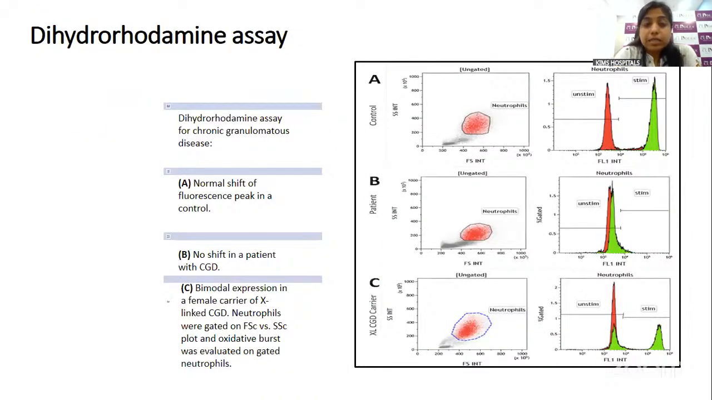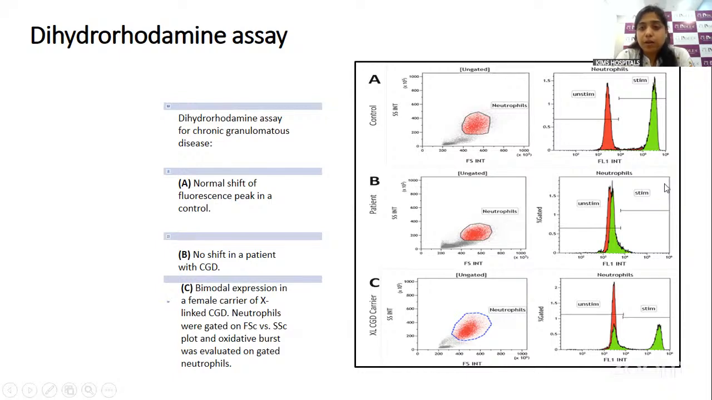Coming to the next thing, the dihydrorhodamine assay. This is a flow cytometer-based assay, where we look for a shift in the fluorescence after reduction. In a CGD patient, there won't be any shift. I put this flow cytometry because in X-linked carriers, that is mothers and sisters, they will have a double peak, because half of the neutrophils will have a reduction and half of them won't. So in flow cytometry it is depicted as a double peak. But in patients, there won't be any shift.